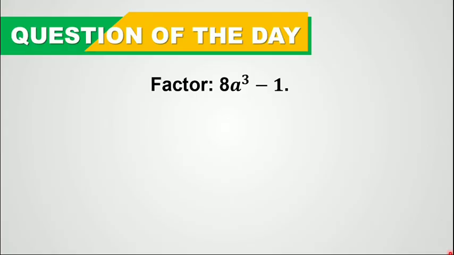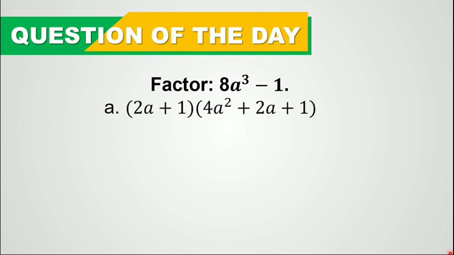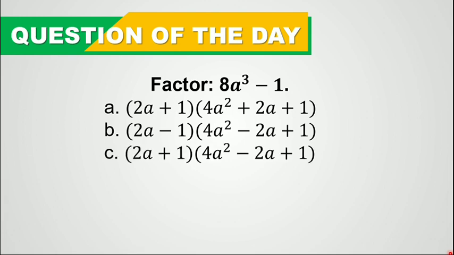What are the factors of 8a cubed minus 1? Is it letter A, 2a plus 1 times 4a squared plus 2a plus 1? Or letter B, 2a minus 1 times 4a squared minus 2a plus 1? Or letter C, 2a plus 1 plus 4a squared minus 2a plus 1? Or letter D, 2a minus 1 times 4a squared plus 2a plus 1?